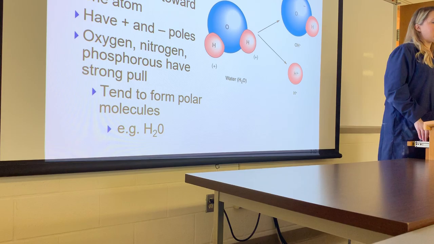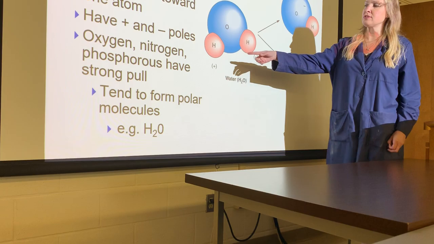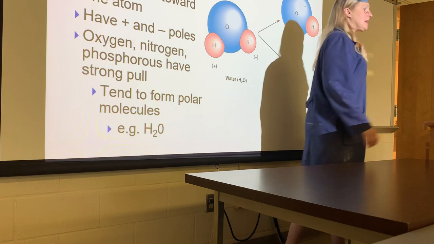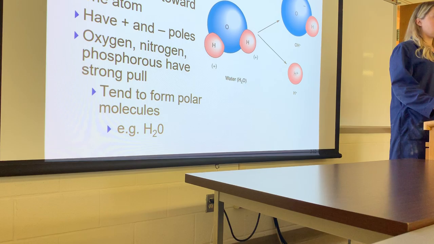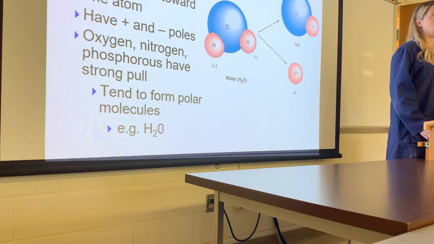Other atoms which have a strong pull are things like nitrogen and phosphorus, which we really don't talk about any molecules in this class that contain that. But essentially any atom that is sharing less of its electrons with another atom in this kind of unequal arrangement can form a polar covalent bond.